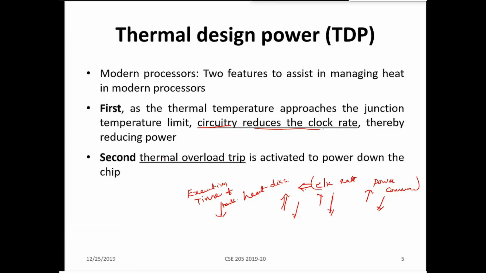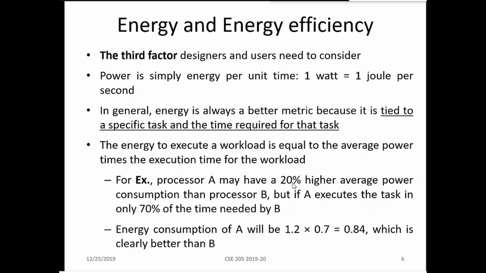Or else they have some overload tripper which is activated to power down the chip. So again some component will be activated to power down the chip. Okay, so these are the two features in modern processors to handle the heat. One is reducing the clock rate, another one is the thermal overload tripper, and the third factor is energy and energy efficiency.